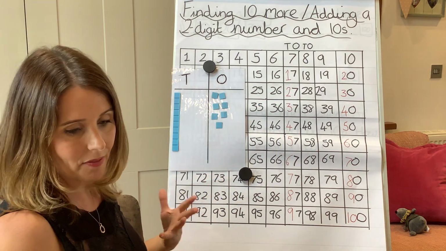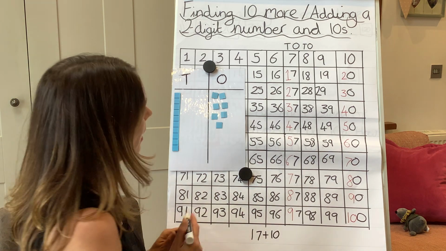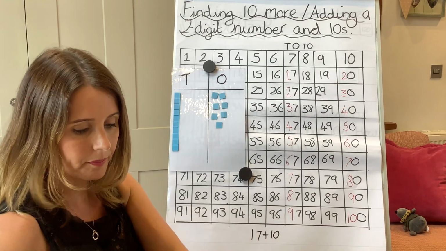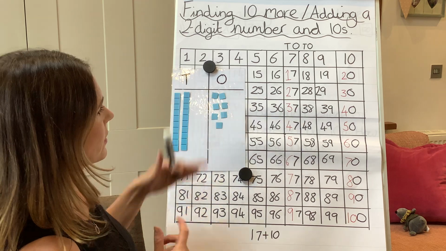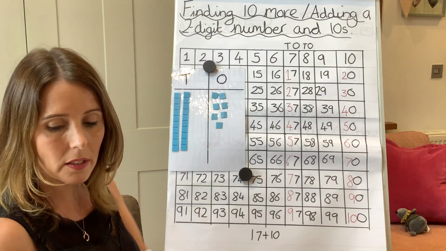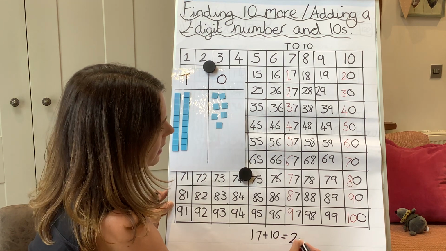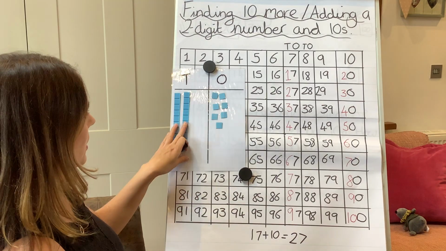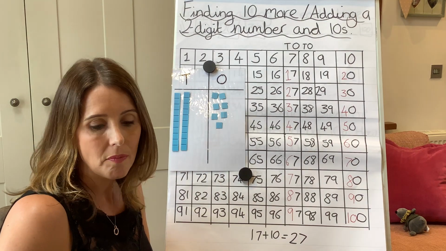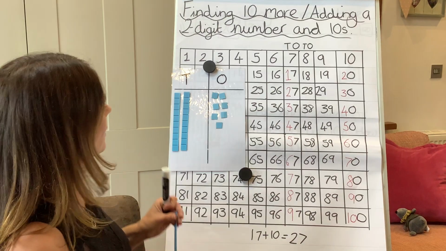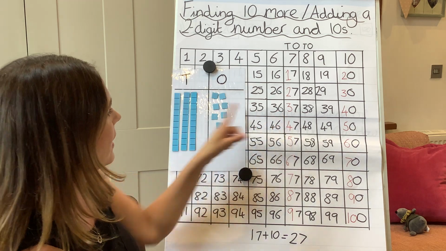If we have 17 and we add another 10, then we have now got 2 10s and we've still got 7 1s. If we add on another 10, so 17 add 10 would be 27. We've got 2 10s and still 7 1s. What's going to come next? Okay, so I hope you thought if you add on another 10, so we could put those here, we have got 37.